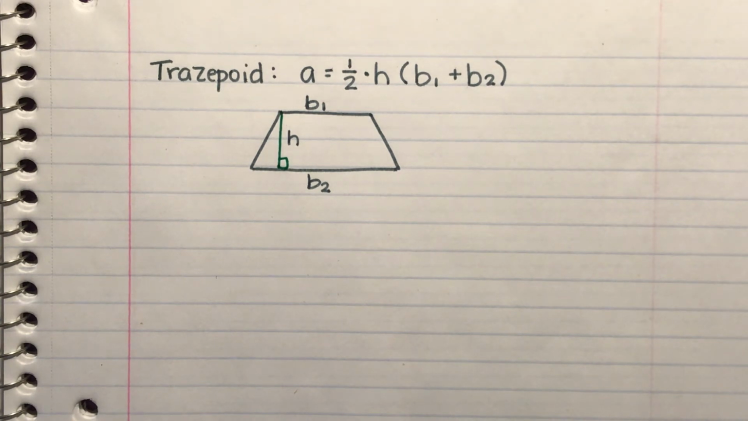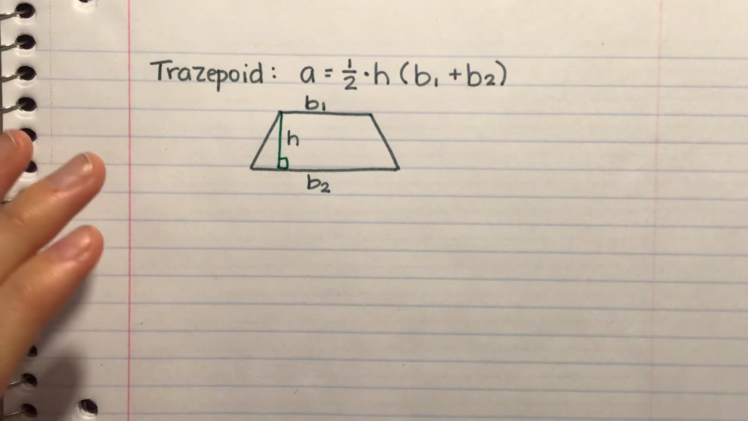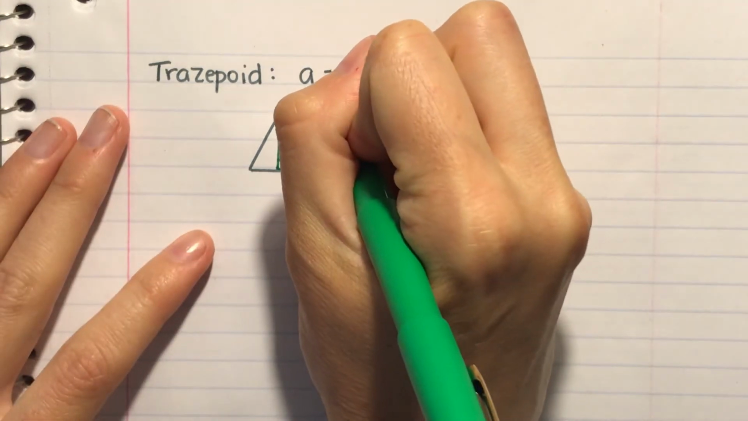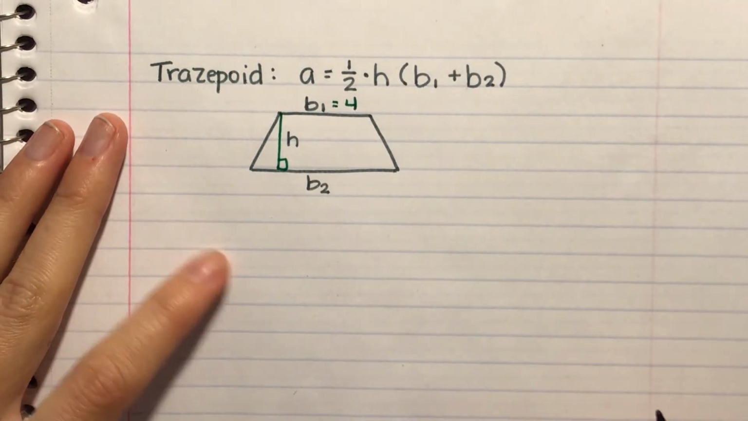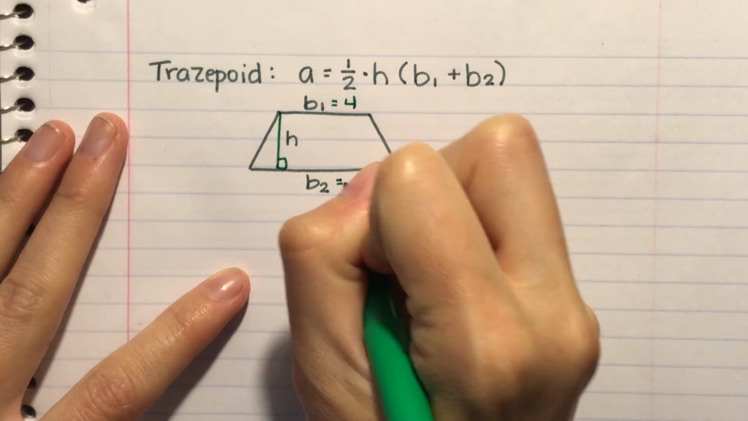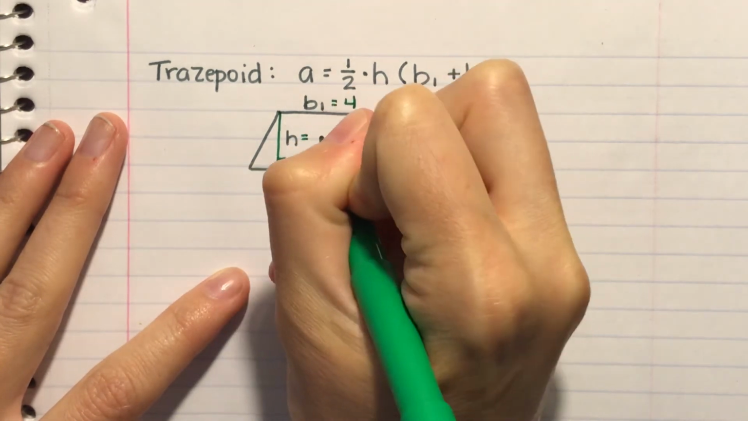All right, so let's get some numbers on this so that you guys can see this worked out in action. Let's say that I'm just going to use numbers and show you what that looks like. Let's say B1 was 4, B2 is 8, and the height is 2.